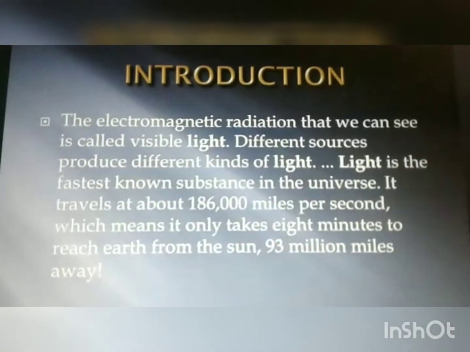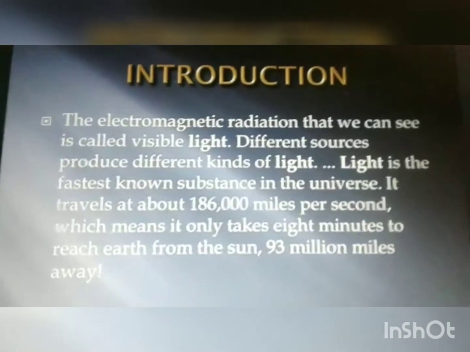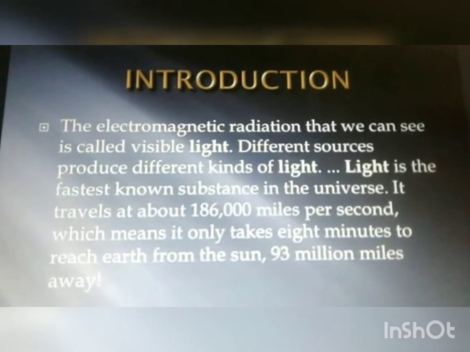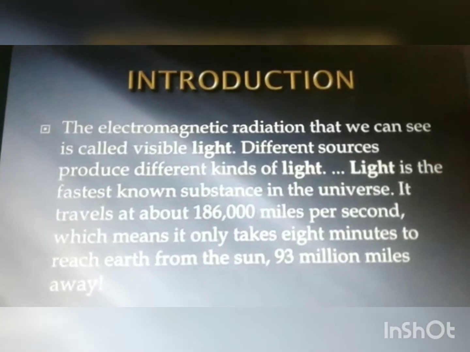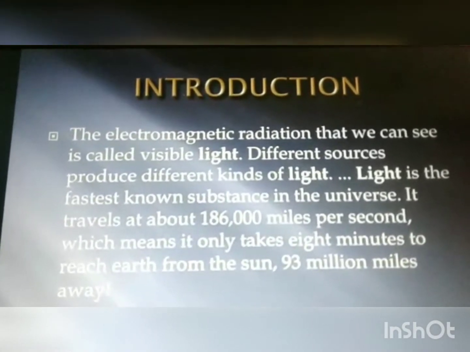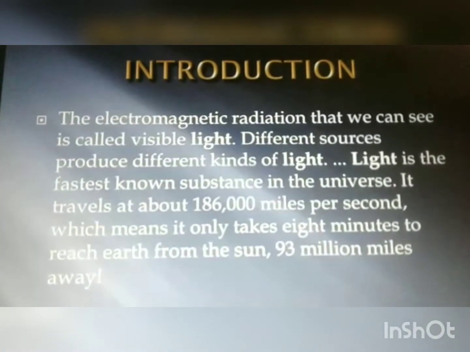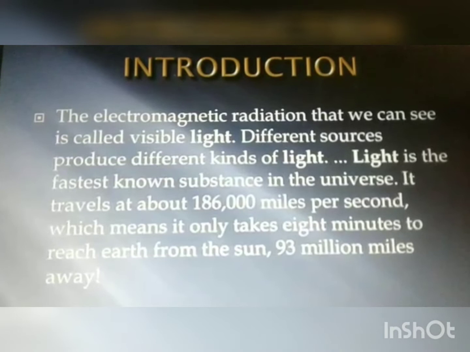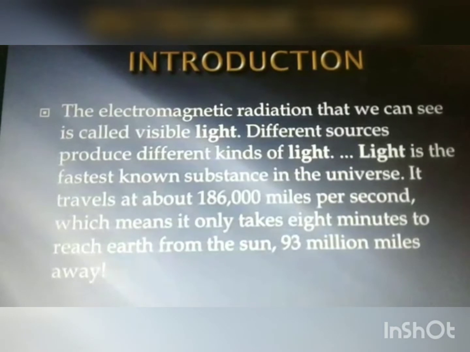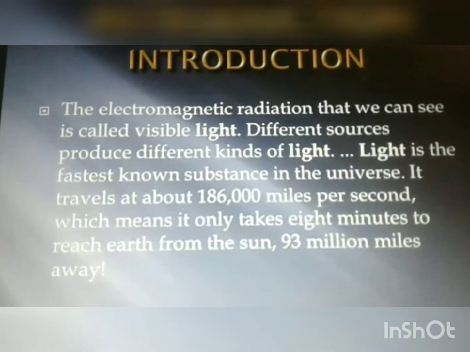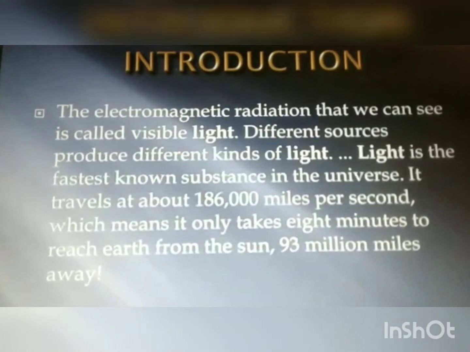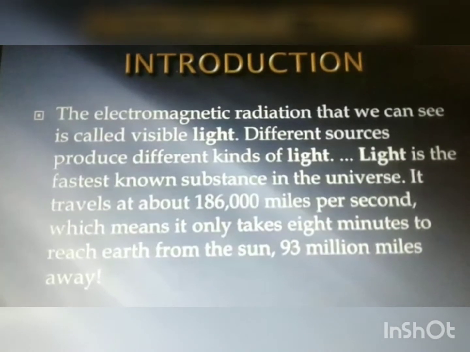First, we will discuss a little about the introduction of light. The electromagnetic radiation that we can see is called visible light. Different sources produce different kinds of light. Light is the fastest known thing in the universe. It travels at about 186,000 miles per second, which means it only takes 8 minutes. Listen all of you, it only takes 8 minutes to reach Earth from the Sun, 93 million miles away.